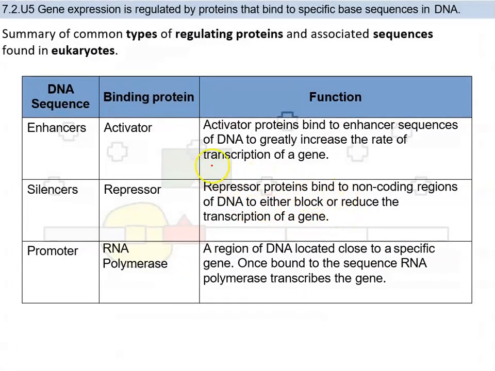So this is a summary of the common types of regulating proteins and associated sequences found in eukaryotes. We have the enhancer; enhancers are activating. We have the silencer, and its role is as a repressor. This is what we just studied related to the lac operon in E. coli. And the area called the promoter is for attachment of the RNA polymerase.